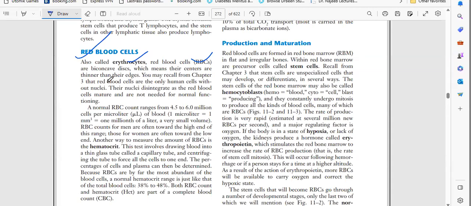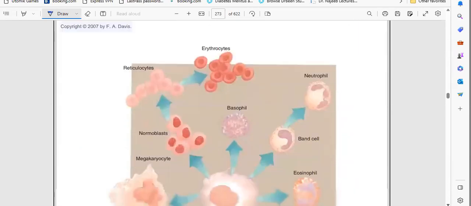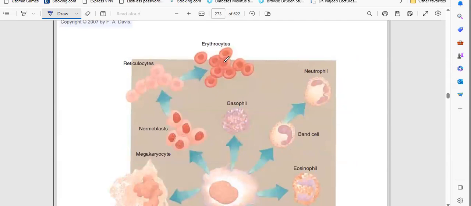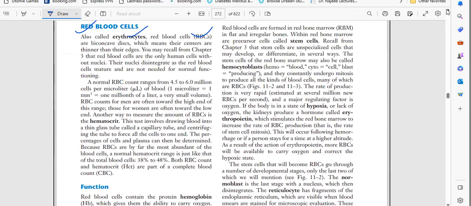Biconcave in shape. So we'll see in this: this is the red blood cell, erythrocyte. You can see there is a red pigment color in the middle. This is a biconcave shape like that. RBC का दूसरा नाम क्या है? Erythrocyte. Very important.